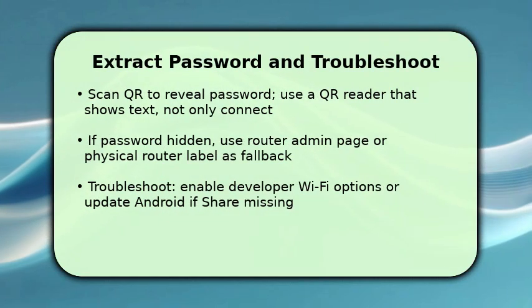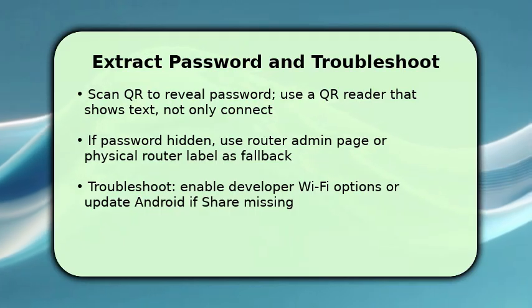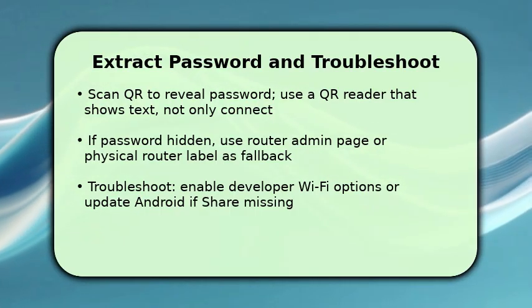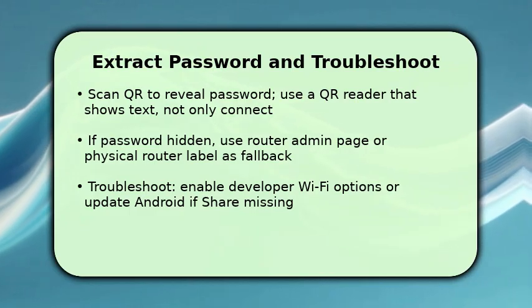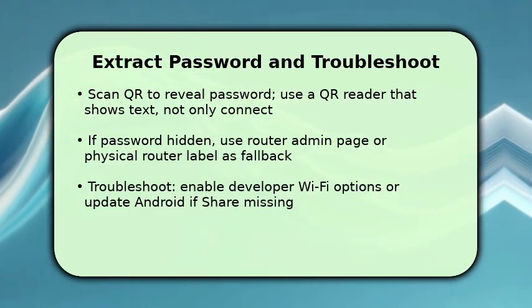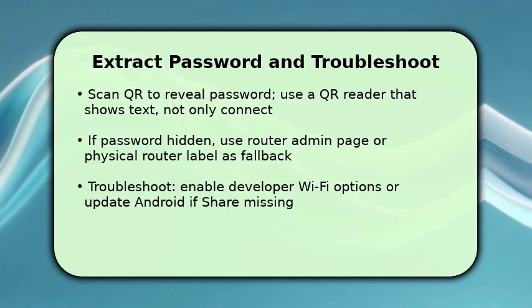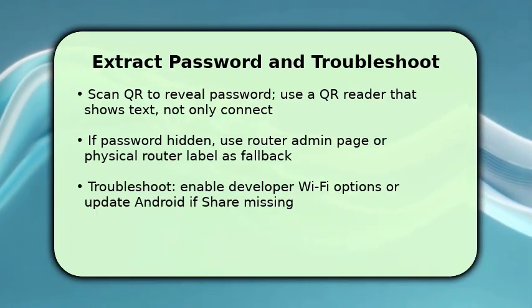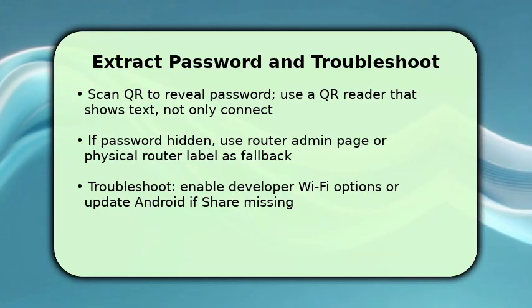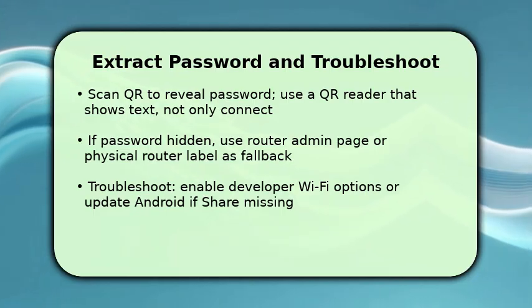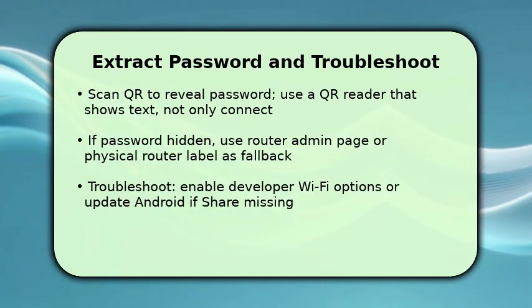Finally, scan the QR with a reader that displays the encoded text so you can read or copy the Wi-Fi password. Many scanners will show the password string directly. If scanning fails or Share is unavailable, log into the router's admin page via its IP, often 192.168.0.1, or check the router label for a default key.